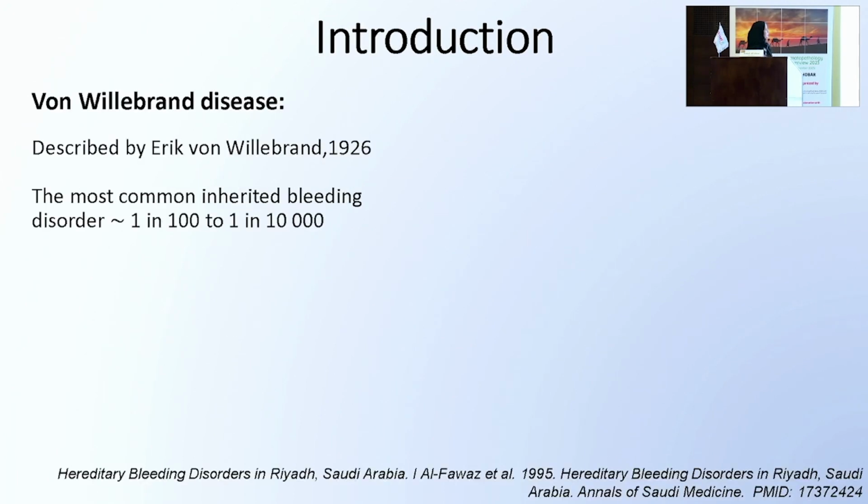So as you can see, von Willebrand factor has important roles in both primary and secondary hemostasis. Now, von Willebrand disease was first described by Dr. Eric von Willebrand in 1926 on a Scandinavian family, and the index case died of menorrhagia during her fourth menstrual cycle. It is by far the most common inherited bleeding disorder, accounting for 1 in 100 to 1 in 10,000.